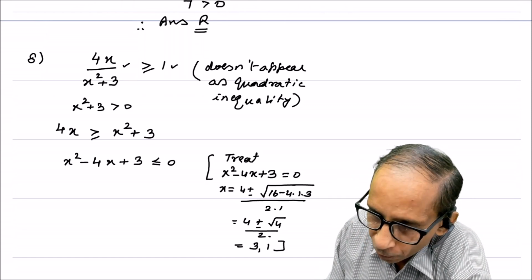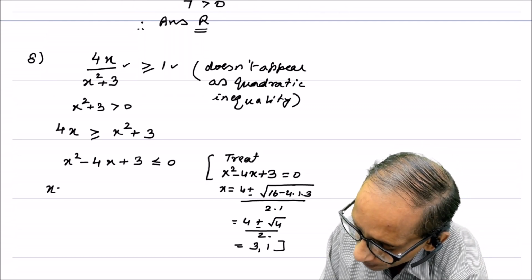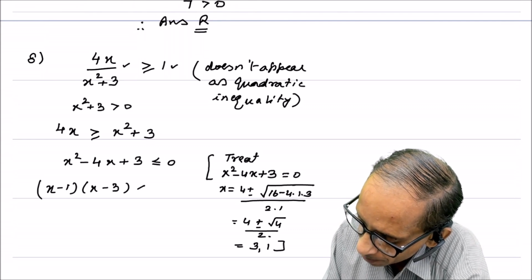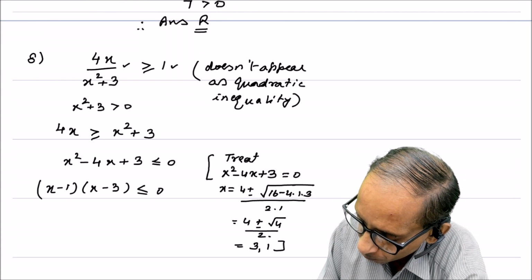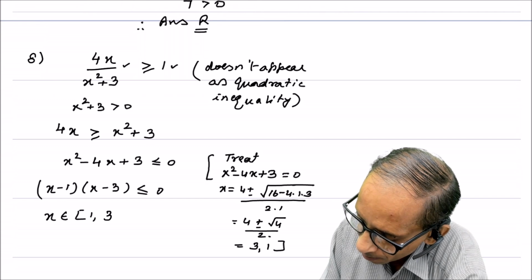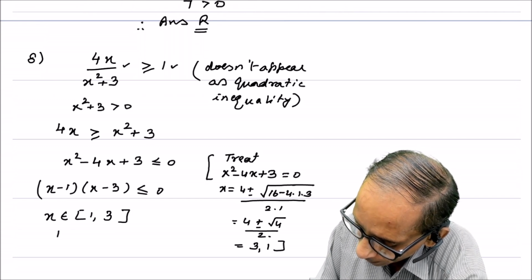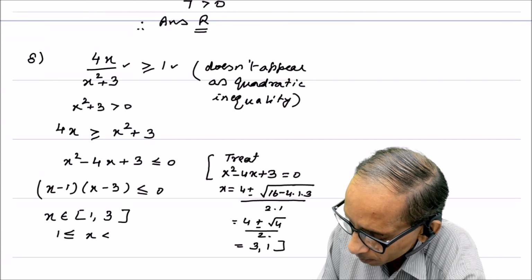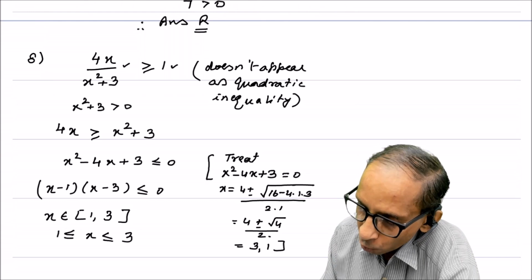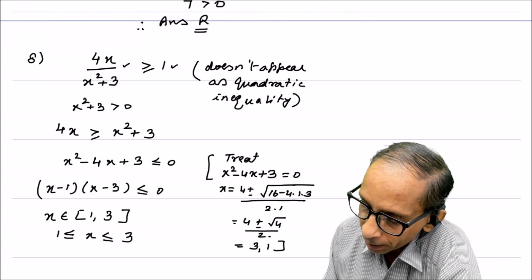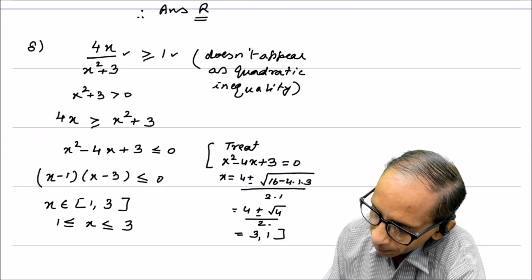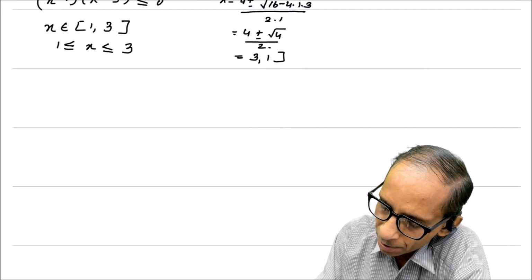So what we find is this is expressible in the form x minus the first root into x minus the second root less than or equal to 0. So by the previous discussion, x will lie between the given numbers 1 and 3, or we can write the solution also as 1 less than or equal to x less than or equal to 3. So what was not appearing as a quadratic inequality, on slightly disturbing it, becomes a quadratic inequality and we are able to solve it by the known methods.